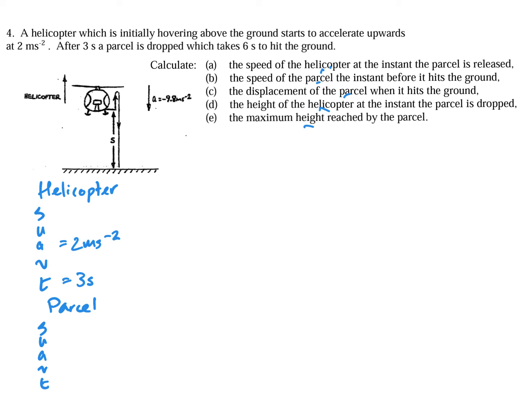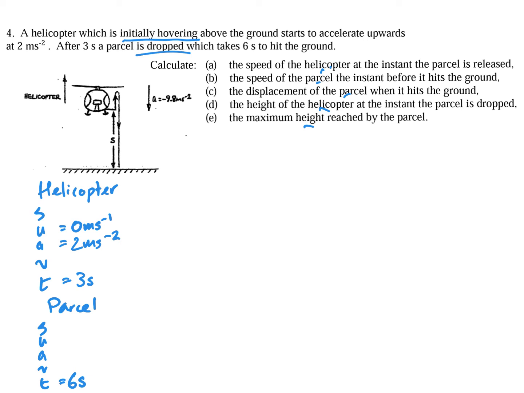A parcel is dropped, which takes 6 seconds to hit the ground. So what do we know about the parcel? We know it had 6 seconds to drop. And that's all the numbers now filled in from the question. But we've got a few wordy bits. So the helicopter was initially hovering. Tells us its initial velocity was 0. And the parcel is dropped. Now, what that means if the parcel's getting carried by the helicopter, its initial velocity isn't zero. It would be if the person dropping the parcel was standing still, but they're on a moving helicopter.